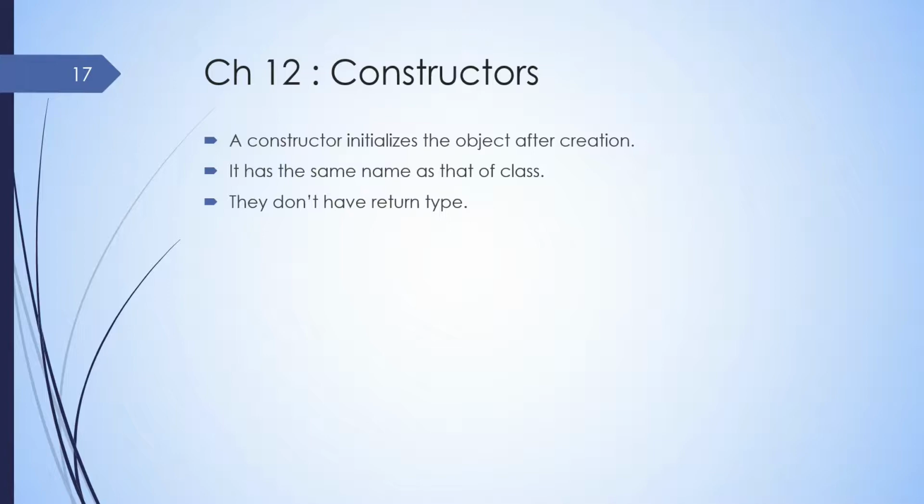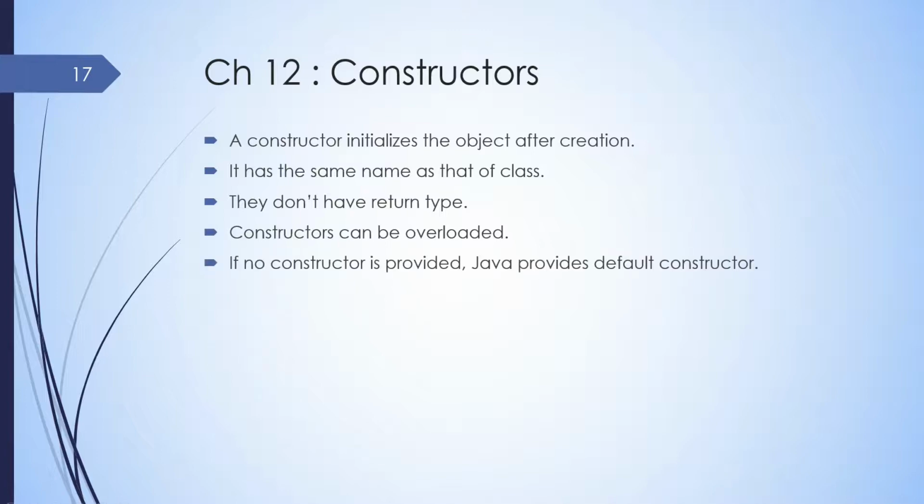By default, the constructor will be used by the new operator, and the operator is going to return an instance of that class. Hence it is not required to specify the return type. Constructors can be overloaded, so we can have constructors taking different arguments. If no constructor is provided, Java provides a default constructor. We'll be looking at an example in a bit.